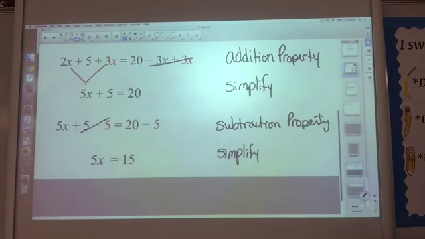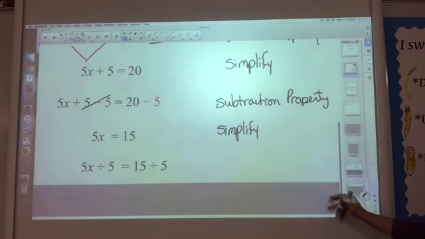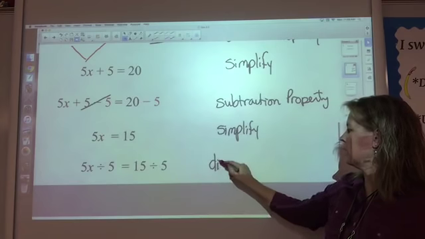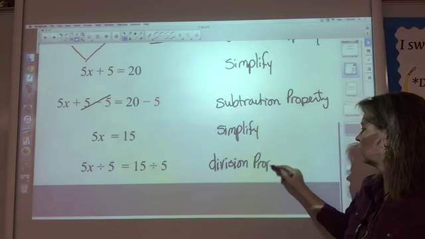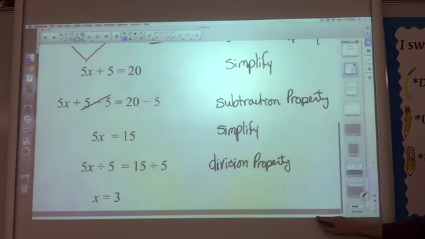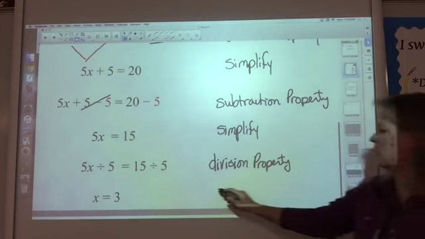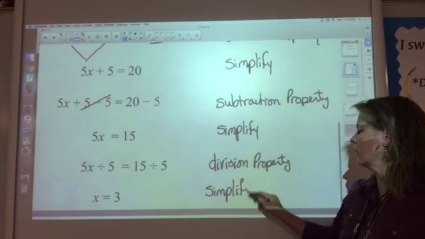Finally, we need to get rid of the 5 that's multiplied by the x. So if you divide by 5 on both sides, that's the division property. And our final answer is x equals 3 because we simplified after we did the division property.